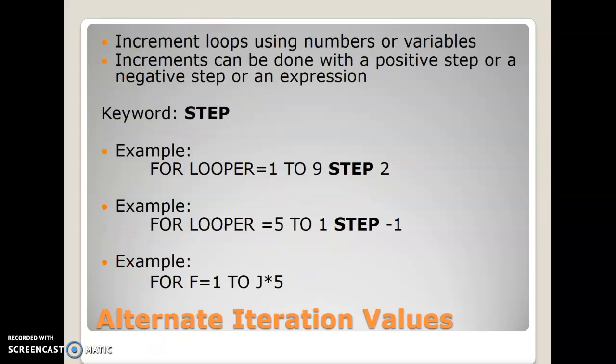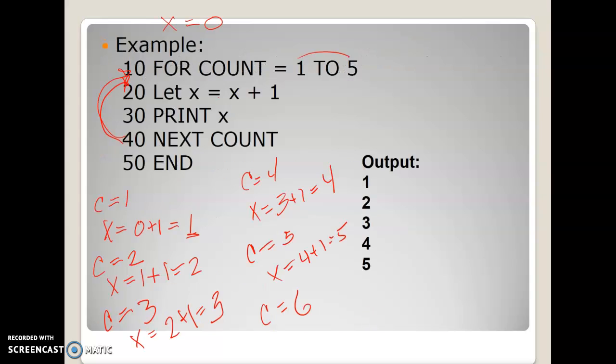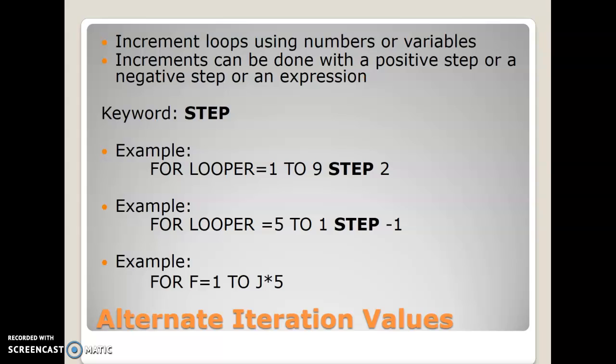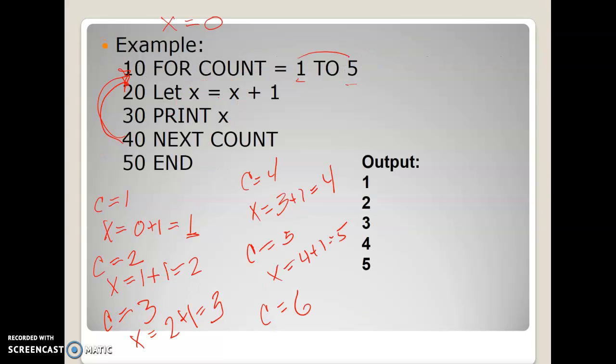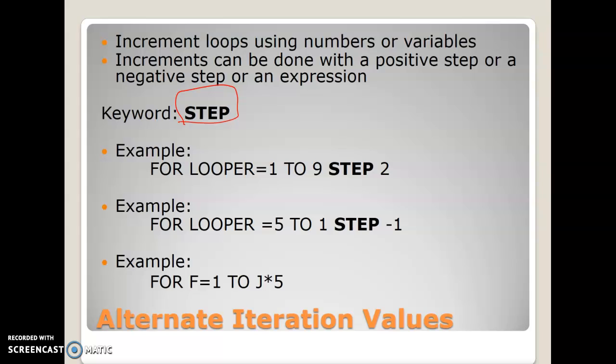So we looked at a couple different ways to use the looping structure. We can increment loops using numbers or variables. All right, so where we have numbers here, I can use variables. And the incrementing can be done with a positive or a negative number in the expression. So that gives us a new keyword, step. Plus, I can step by different increments than just by 1. Now, by default, next count will increment by 1 if I don't indicate otherwise. But if I want to increment by other values, then I use the word step.